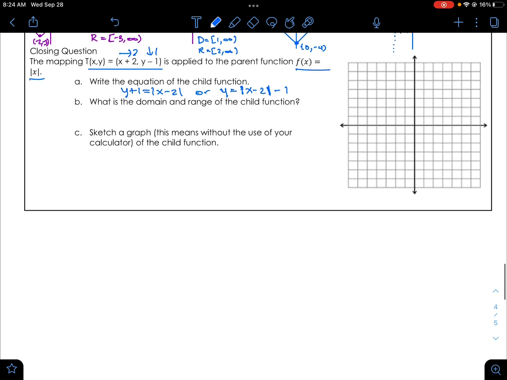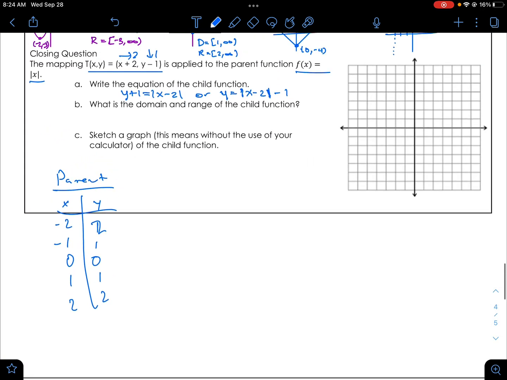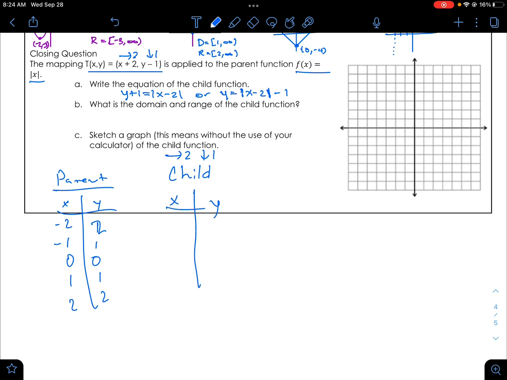If we were to sketch this, again, the best way to sketch this is to write down the parent function, xy table. So we know the parent function has a vertex at 0, 0, so you have -1 and -2. The absolute value of those are 1 and 2, 1 and 2, 1 and 2. So our parent function would have those points. The mapping notation tells us that our child is moving right 2 and down 1. The mapping notation says for every x value, you add 2. So you take each x value, -2 plus 2 is 0. -1 plus 2 is going to be 1. 0 plus 2 is 2. 1 plus 2 is 3. 2 plus 2 is 4.